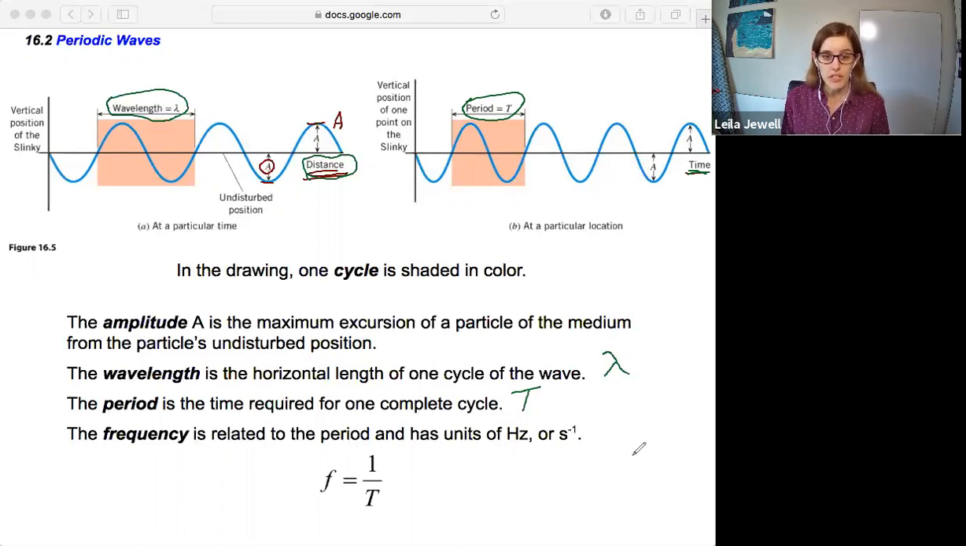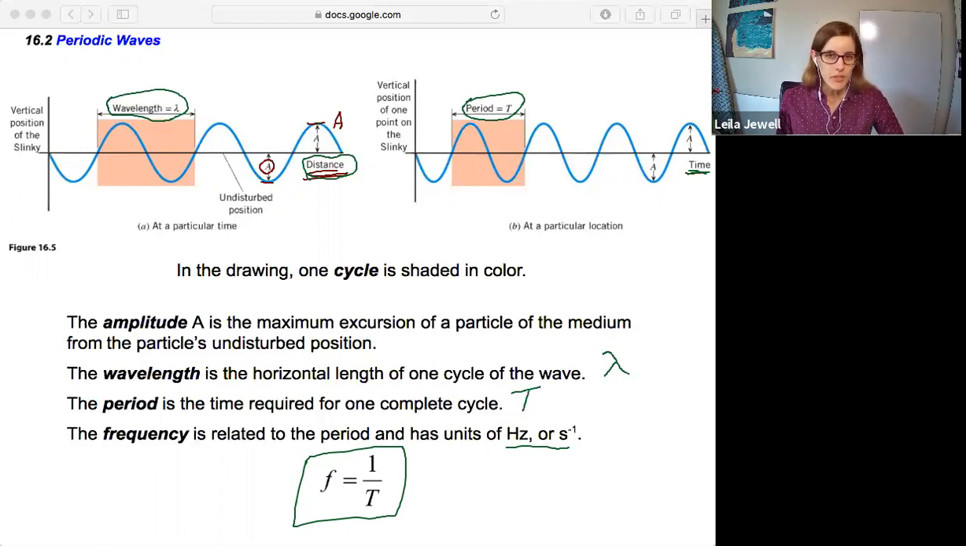Finally, frequency is related to the period, and it just has the units of inverse period, inverse seconds, which are also called hertz. So either of these work for frequency, and frequency, as before, is 1 over the period. Right, so once you can determine the period, you can then determine the frequency, and you're in good shape there.